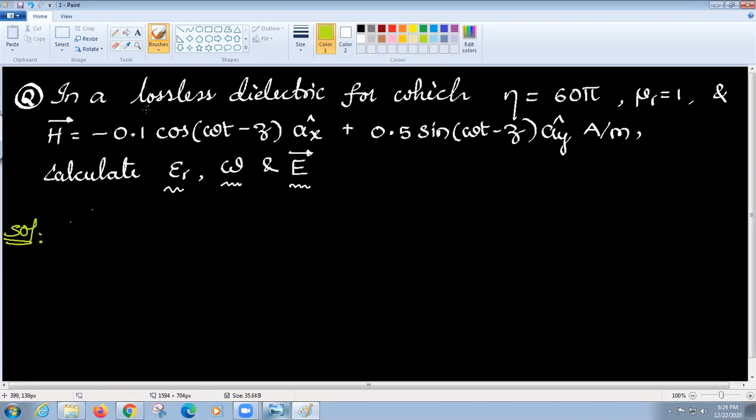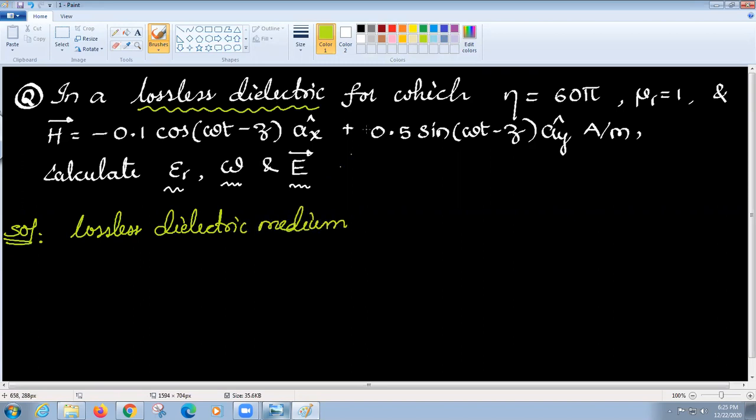First of all, just identify this. You have a lossless medium, a lossless dielectric medium. Whenever you have this, there is no second thought. First of all, confirm these parameters. If it is lossless, my attenuation constant alpha equal to 0, and there is no conductivity in this case, sigma must be 0. And what is given to you for beta?